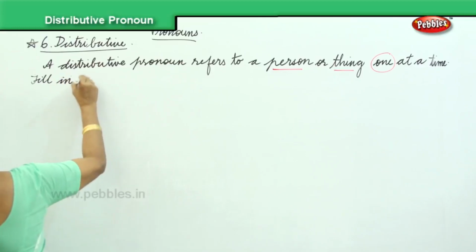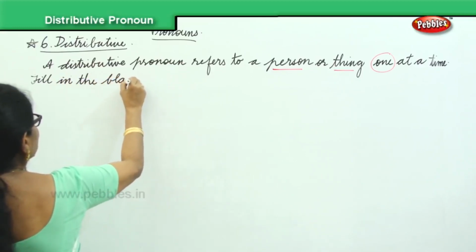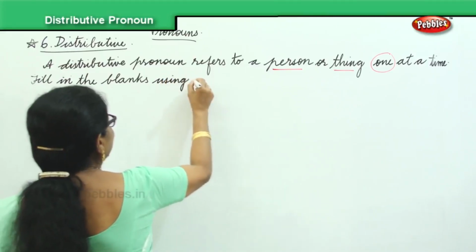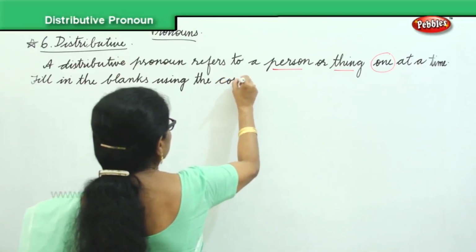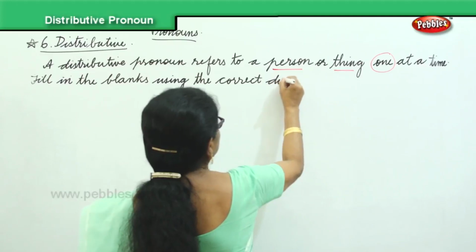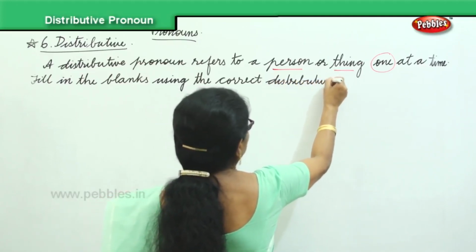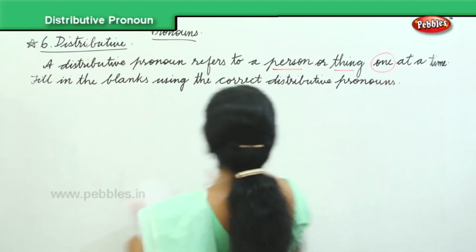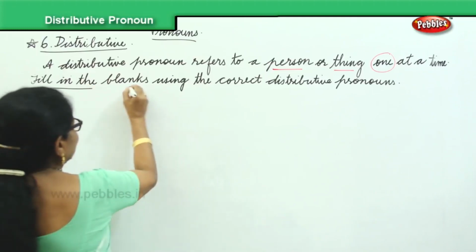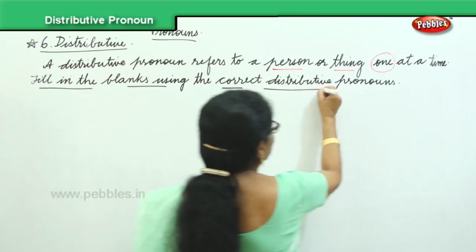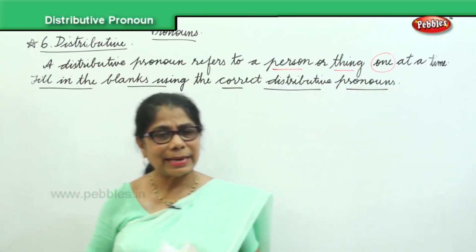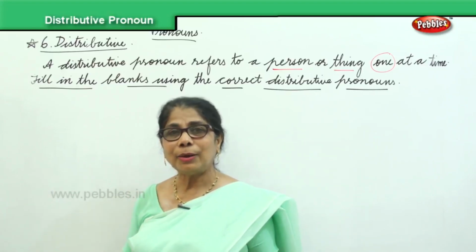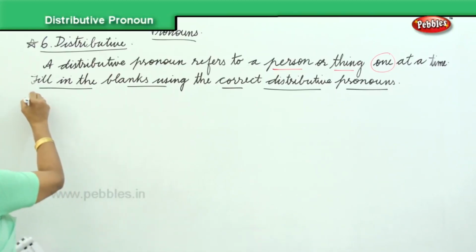Fill in the blanks using the correct distributive pronouns. And that's what we are going to do. We are going to do a fill up using the correct distributive pronouns. So I will write the sentences, the blank and 3 words for you to choose from. And after I've written all, you read aloud, say aloud, and find the correct answer.